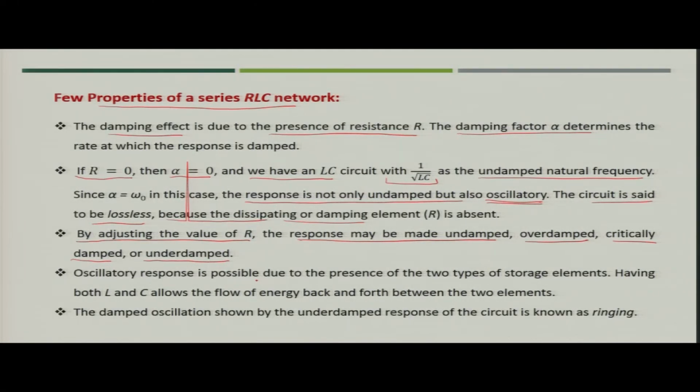Oscillatory response is possible due to the presence of two types of storage element. So, here we have inductor as well as capacitor, which act as storage elements. Having both L and C allows the flow of energy back and forth, because of that we get the oscillatory response. Now, the damped oscillation shown by the underdamped response of the circuit is also known as ringing.